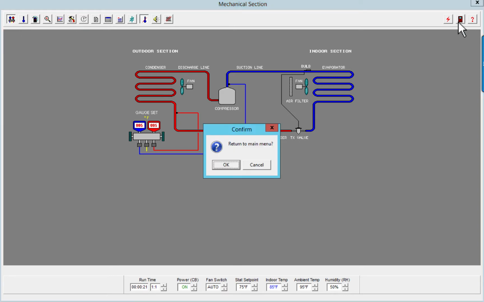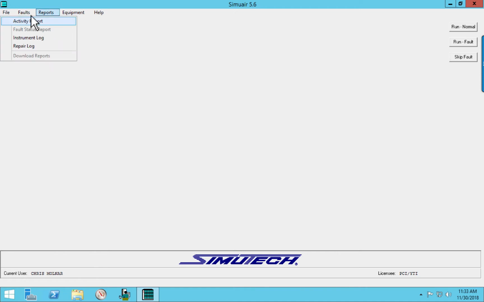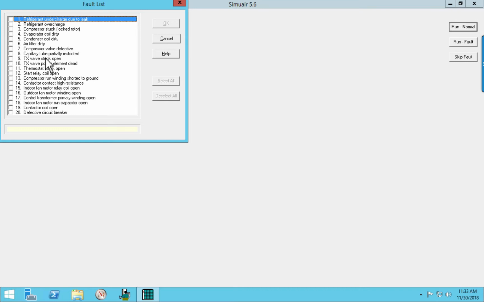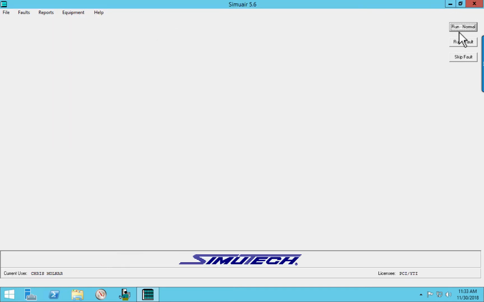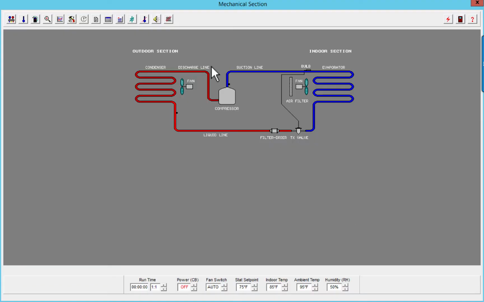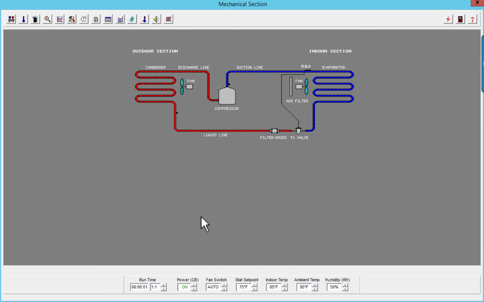Actually, let's exit back out of here because for some reason it gave me the wrong fault. So let me manually select what's going on here. Okay, system not cooling adequately. Let's go ahead and turn my power back on.